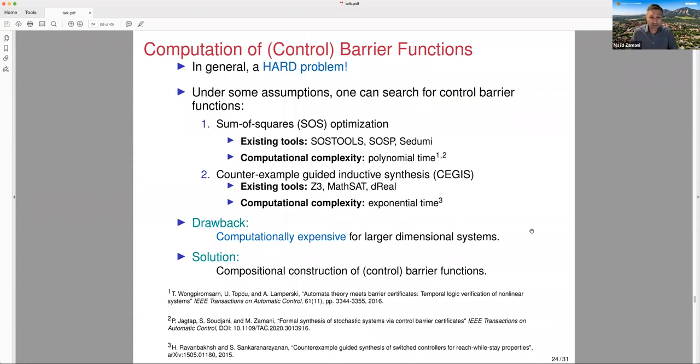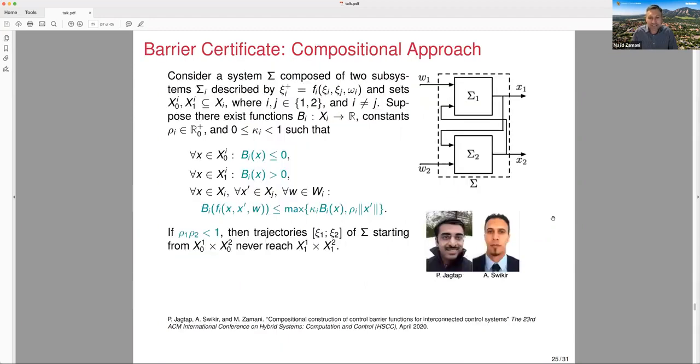So now the question is, how can we tackle this complexity in the case we are searching for a function? Again, we can do compositionality here. We can do a divide and conquer strategy also in this case. So how does it work? Let me give you an example of a system composed of two subsystems to see how it works.